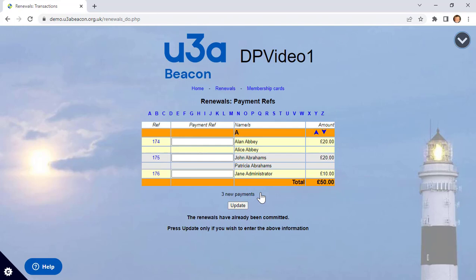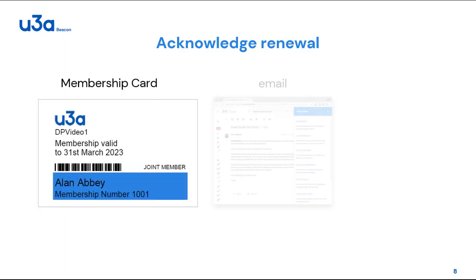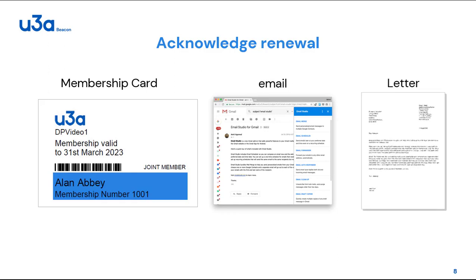You can now enter an optional payment reference for each renewal, and this is a free text format that can be used to record check numbers, paying in slip numbers, the dates of a BACS credit, and so on. If you enter anything into these fields, make sure that you click Update, but if you leave them blank, you can either click the Renewals link to carry out more renewals, or the Home link to go back to the main administration menu. Once you've renewed members in Beacon, you should send them confirmation. You can do this by issuing a membership card, a personal email, or a letter. All of these can be created using facilities within Beacon, but they're beyond the scope of this video.